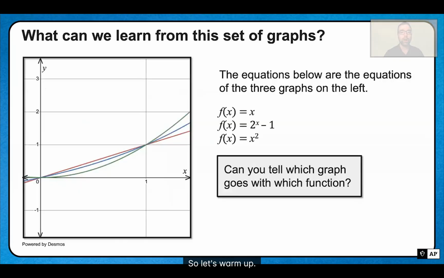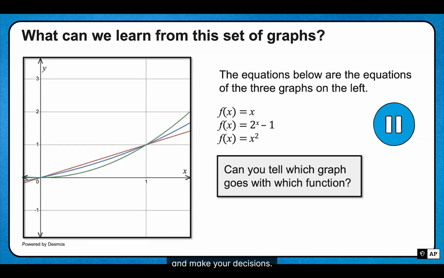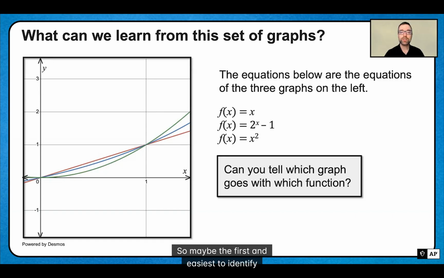So let's warm up. On the screen, you see three different graphs, and the equations of those three graphs are on the right side. Can you tell which graph goes with which function? If you need to, pause the video for a second and make your decisions. So maybe the first and easiest to identify is the line f of x equals x is the graph that has a constant slope. But between the other two, it might be a little bit more difficult to tell.